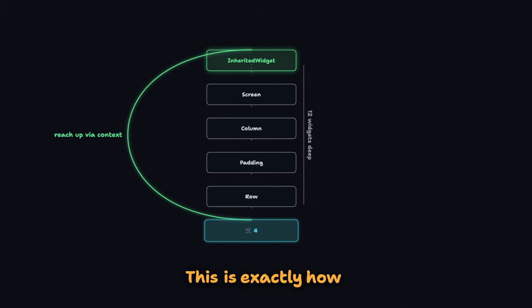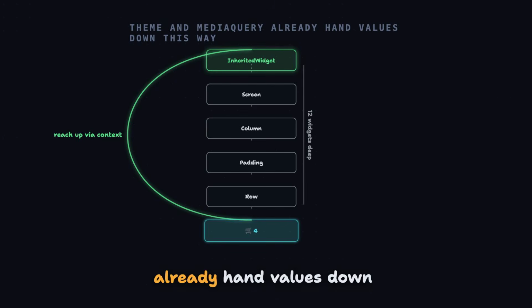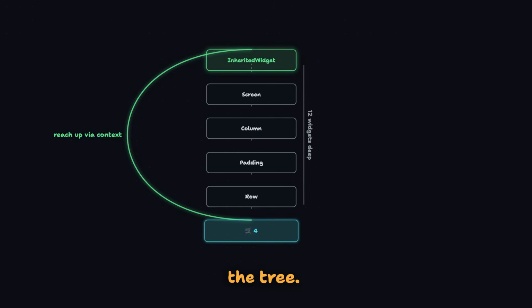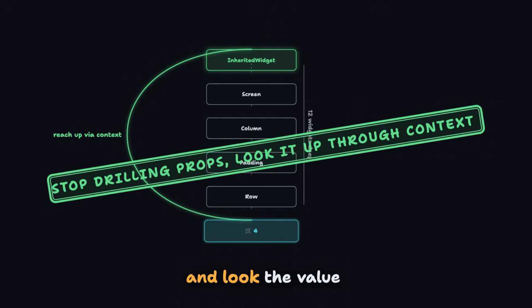This is exactly how theme and media query already hand values down the tree. Stop drilling props and look the value up through context. And once you can look state up, you can finally own it properly.